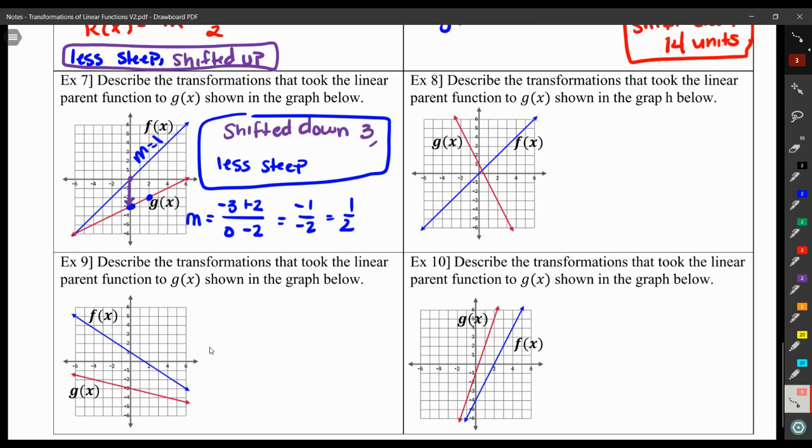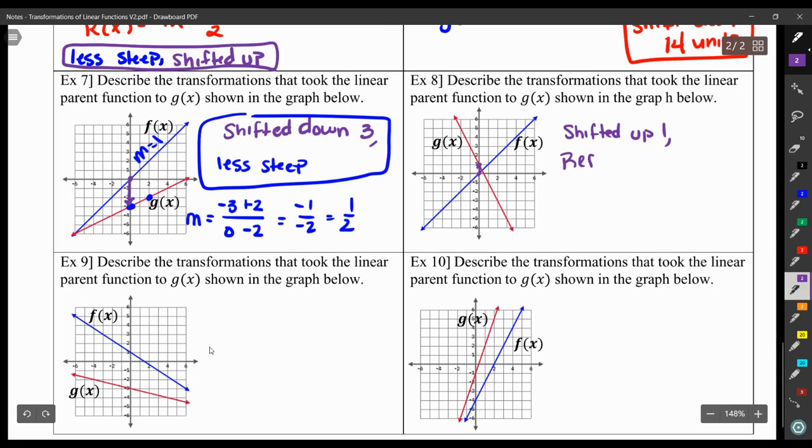For number 8, describe the transformations that took the parent function to g of x in the graph below. Again, I like to start at the y-intercept. I see that this y-intercept is at 0, 0, and then it moves up 1 unit to get to my new graph. So the first thing that happened was it was shifted up 1. And then let's look at our slopes. The first thing I notice is this is moving upwards and this is moving down. So the first thing that had to happen was it had to be reflected over the x-axis. So I've got 2 transformations so far, shifted 1 up and reflected over the x-axis.